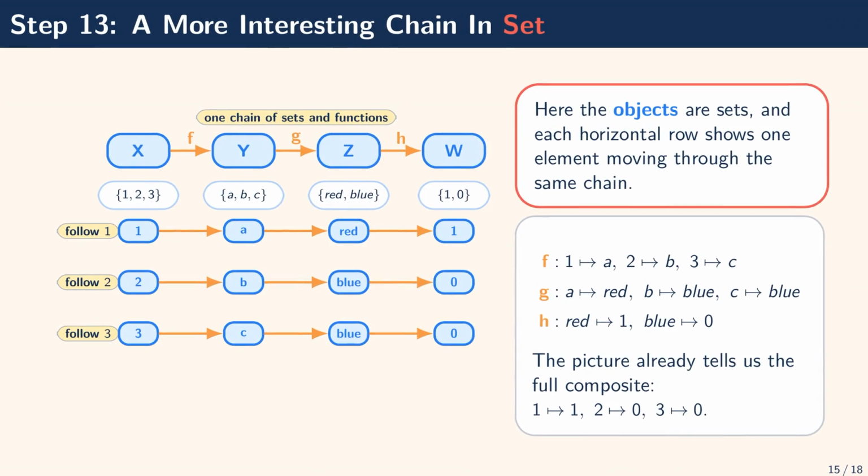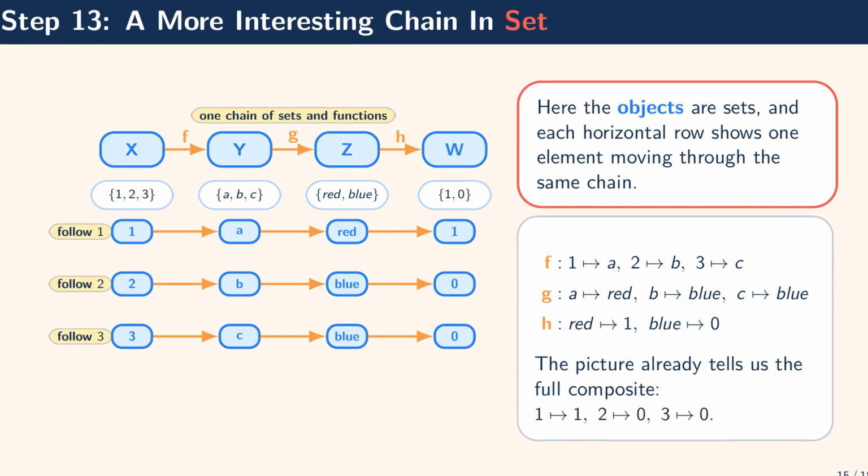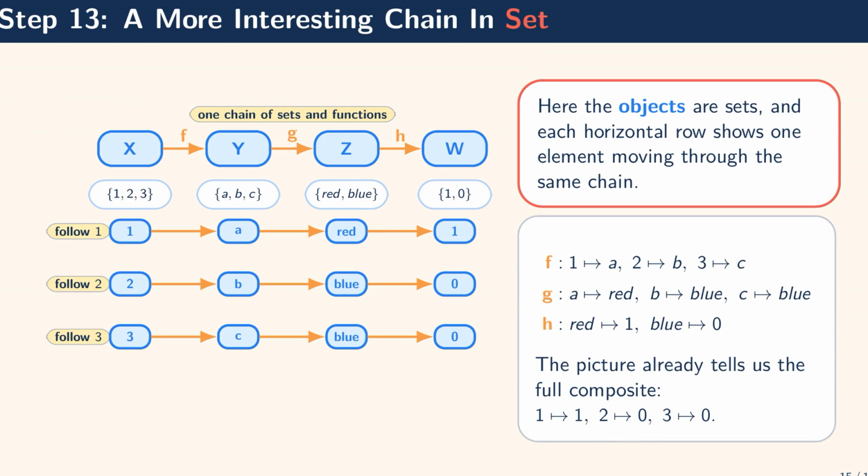Here is a longer chain in Set. The sets are X, Y, Z, and W, with functions F, G, and H between them. Tracing each element across the row shows the full composite. 1 ends at 1, 2 ends at 0, and 3 also ends at 0. The diagram lets us read the composite function directly.